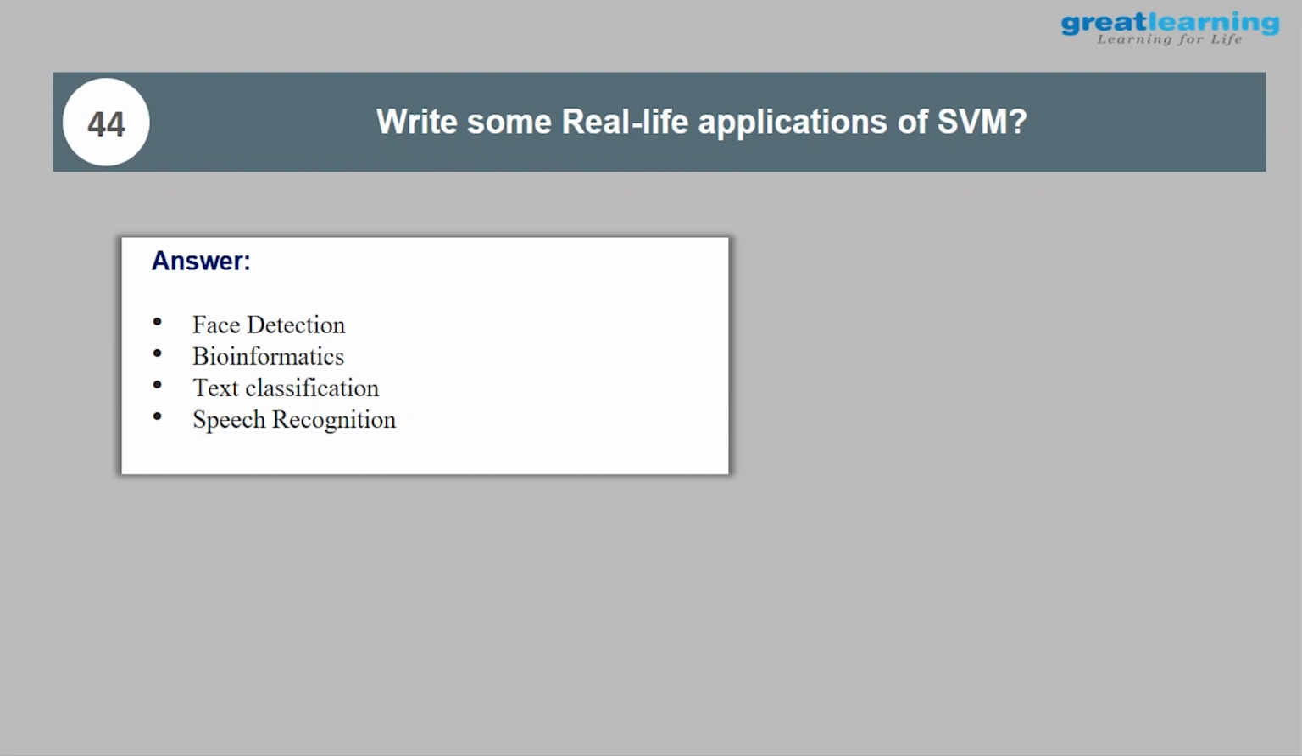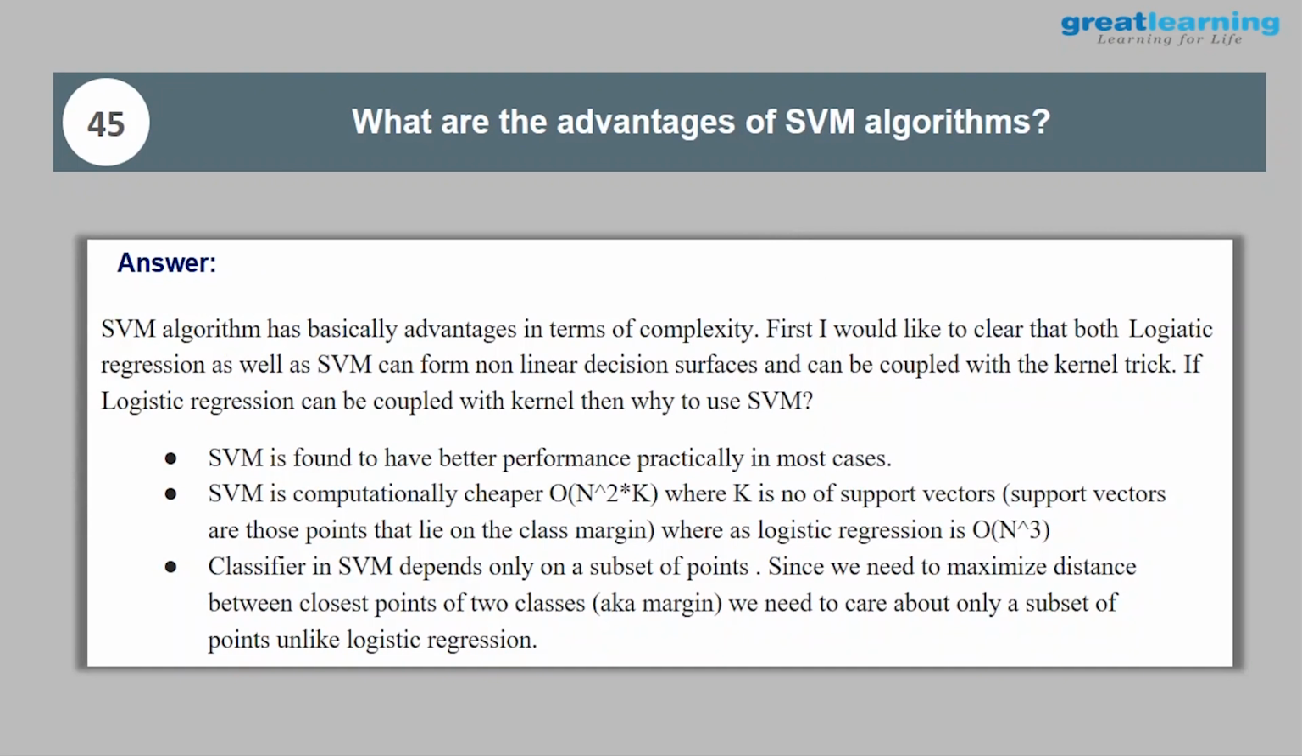The most used real-life applications of SVM are face detection from a video or image, text classification, speech recognition, and bioinformatics. Now let's have a look at what the advantages of SVM algorithms are. SVM has basically advantages in terms of complexity.